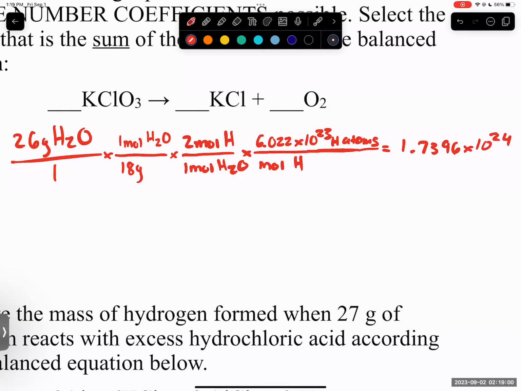Yeah, so if you write your units, you'll realize that everything cancels out. Grams of water would cancel out with that. Moles of water would cancel out here. Moles of hydrogen cancels out here. And then you're left with hydrogen atoms as your desired unit. So I really try to emphasize to write your units when you're doing stoichiometry or dimensional analysis, because you'll be able to see, okay, yes, this is canceling out, so I'm on the right track. If you don't write your units, then you don't really know where you're going. You don't know what you're converting.